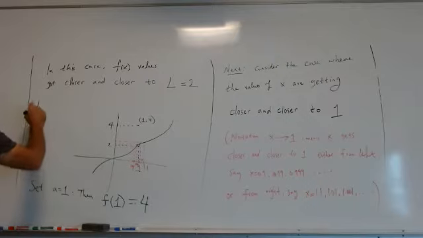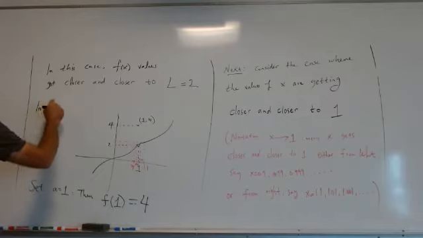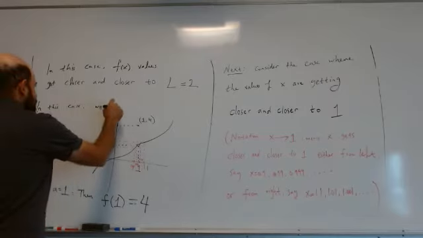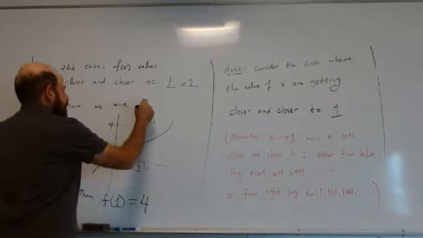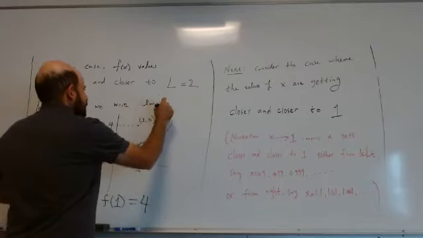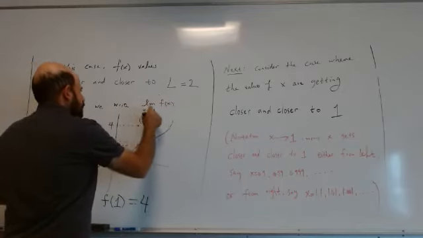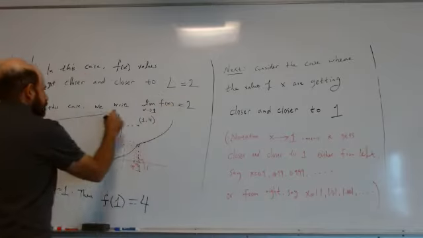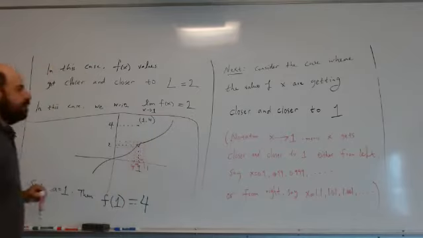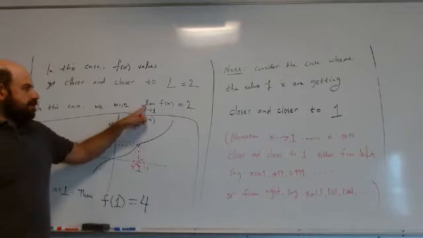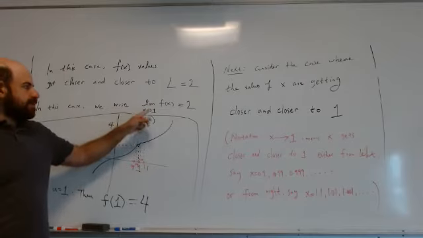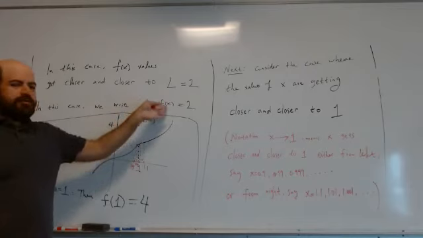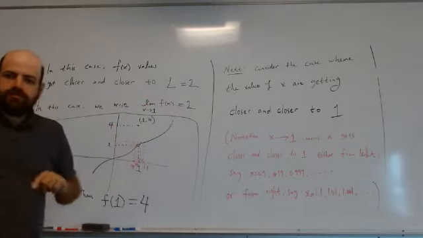So in this case, we write limit f of x as x approaches 1 equals 2. Okay? So this is a mathematical notation. Limit f of x as x approaches 1 equals 2 means as x gets closer and closer to 1, the outputs get closer and closer to 2.